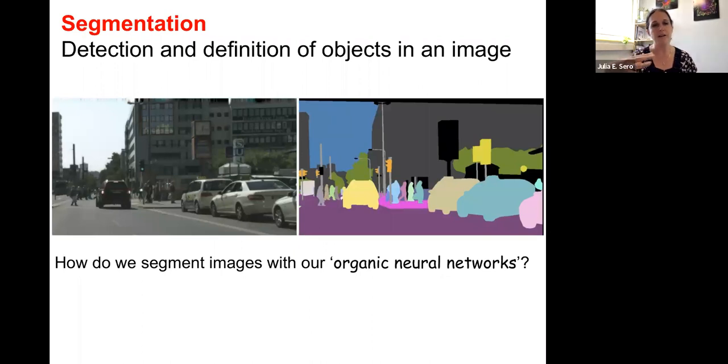So I just want to have a little think about how we find things in images. This is a concept called segmentation in computer vision and image processing. How do we divide an image like this, which is just a big array of numbers as far as the computer is concerned, into cars and streetlights and people and the sky? How do we detect and define objects in an image? I sometimes think, how do I do that? We can do it with an artificial neural network. Well, how does my organic neural network actually do that?